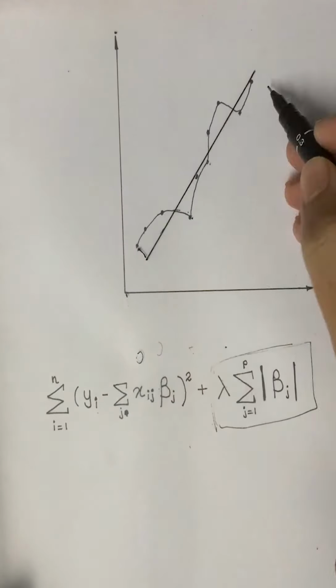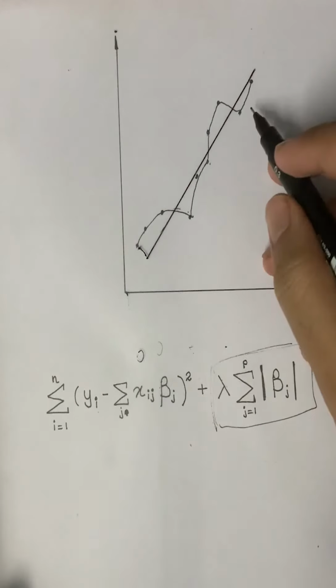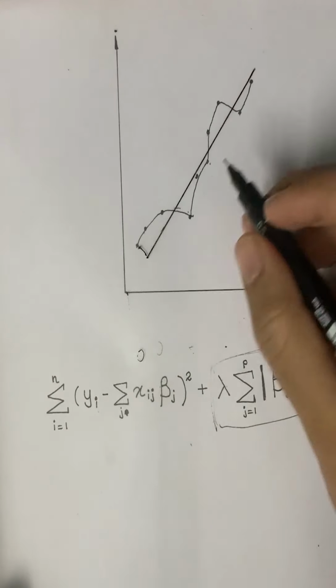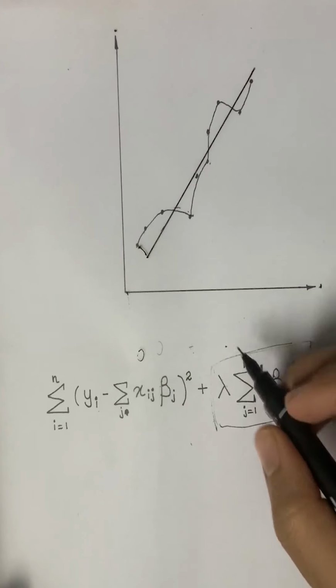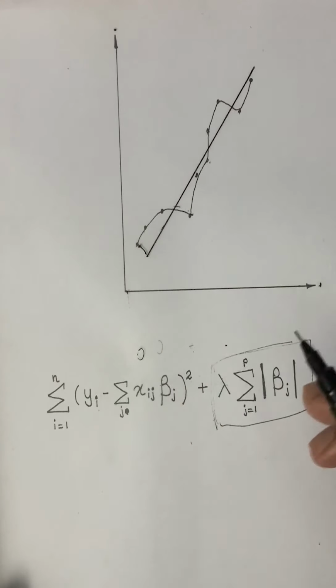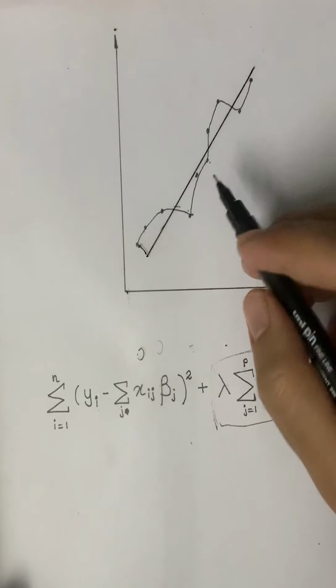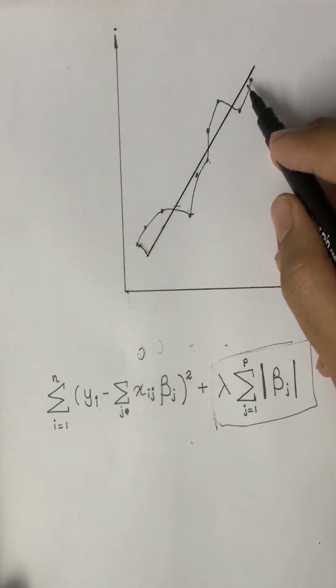So this is what prevents the machine learning model from overfitting the data. This small term actually helps us to prevent overfitting and create a generalized model. Thank you.